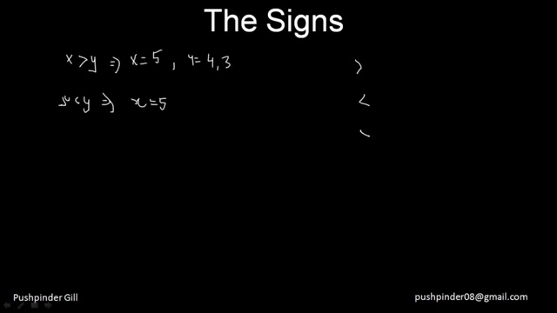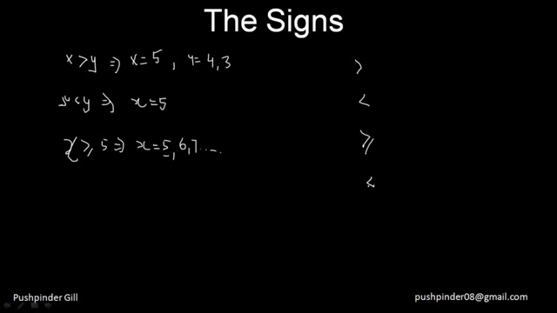Then there's the sign called greater than or equal to. Now what do you mean by greater than or equal to? If I say x is greater than or equal to 5, that means x can be 5, x can be 6, x can be 7, x can be 8, and going on. But x cannot be less than 5. Right? So greater than or equal to means it can be greater than that value or equal to that value.